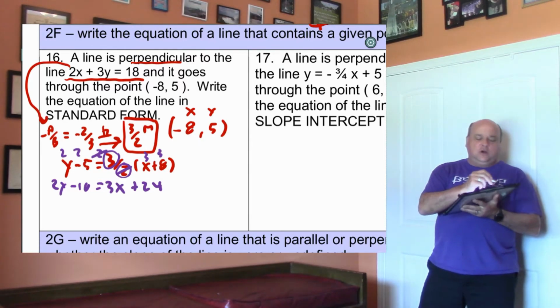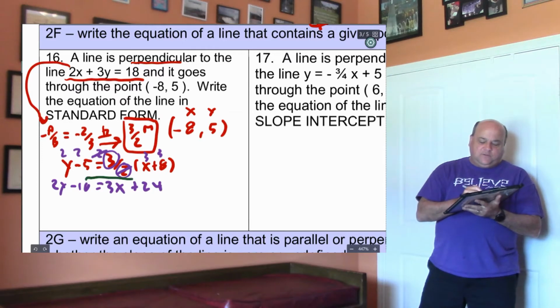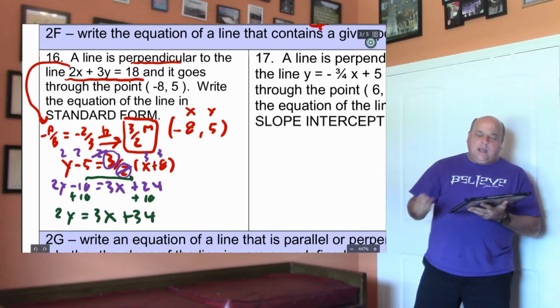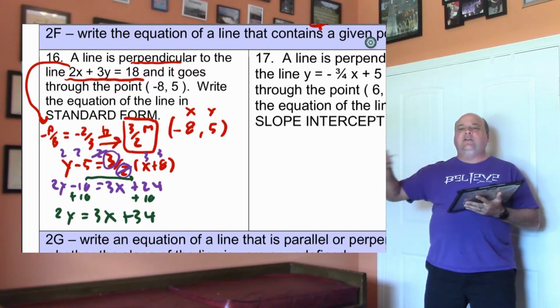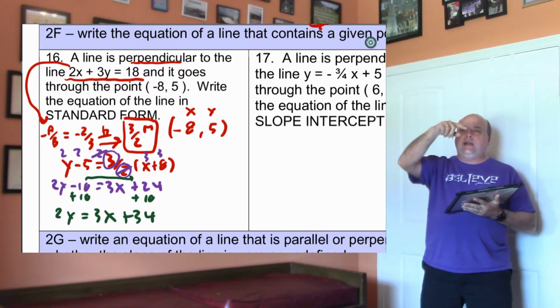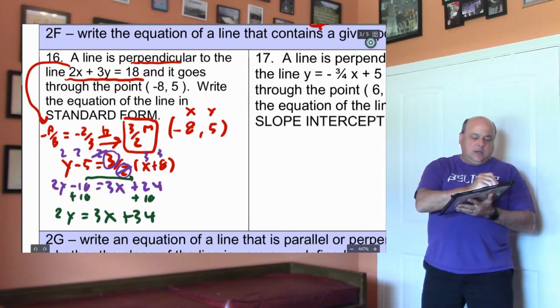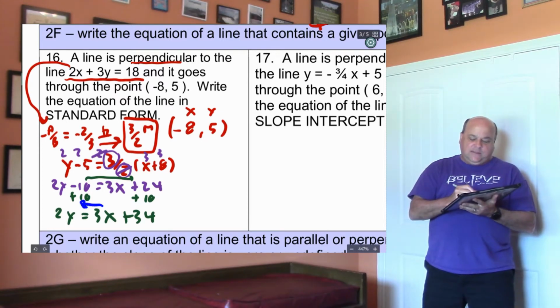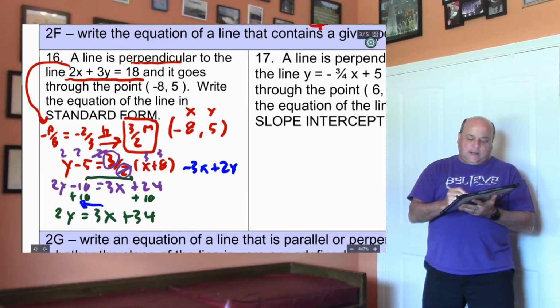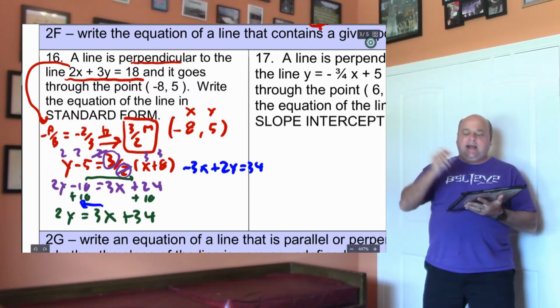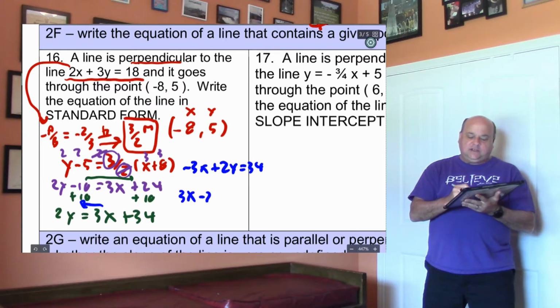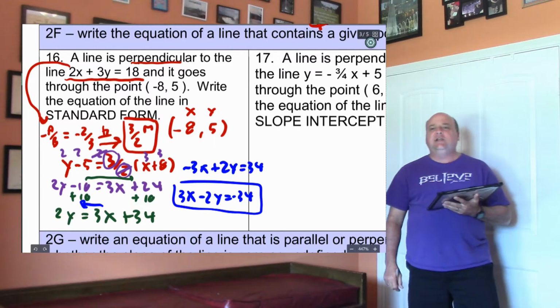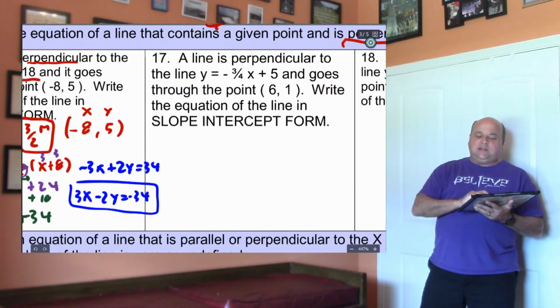Now then, I want standard form. So the next thing I'm going to do is move this 10 over. So plus 10, and I'm going to get 2y equals 3x plus 34. Now then, if I want mx plus b, I divide by 2. If I want standard, the 3x goes to the left. So I'm going to move the 3x across, and that's going to give me negative 3x plus 2y equals 34. And lastly, make the x positive. 3x minus 2y equals negative 34. Ding, ding, ding! That's my standard form. I'm going to let you do 17 on your own.